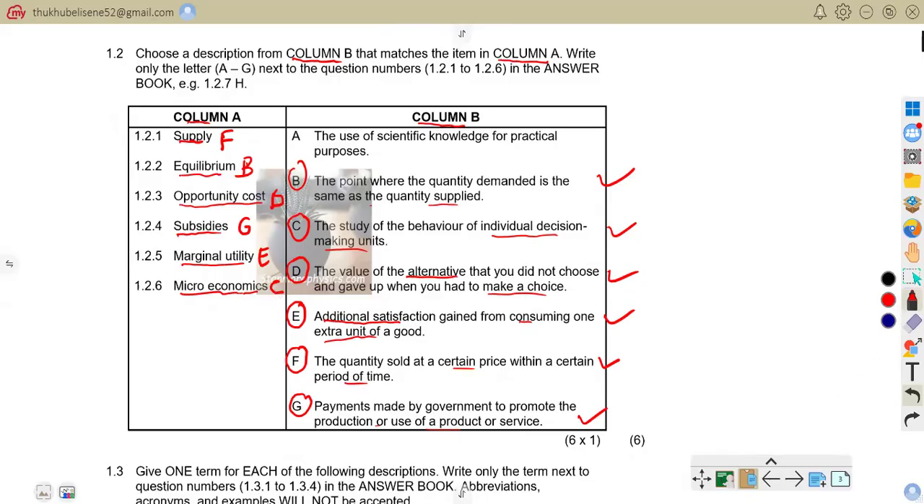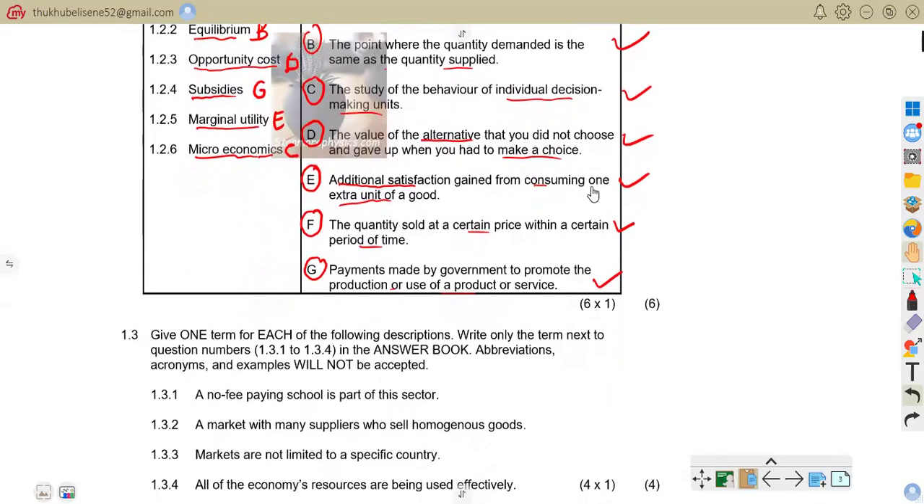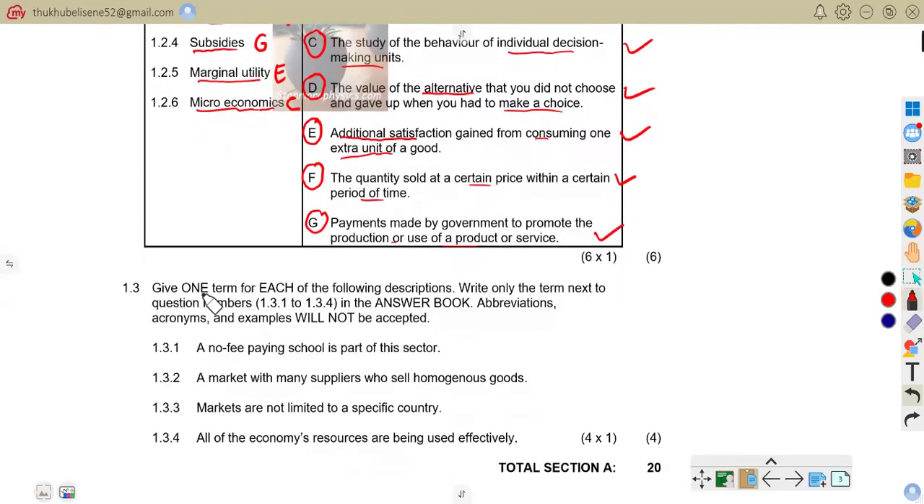So, now let us move on to 1.3, whereby now we are going to give one term for a given statement. Hope you are still okay, Grade 10s. Hope you are still on one page. So here we are on 1.3. As it says, give one term for each of the following descriptions. Write only the term next to the question number. Very important. 1.3.1 to 1.3.4 in the answer book. Abbreviations, acronyms, and examples will not be accepted.